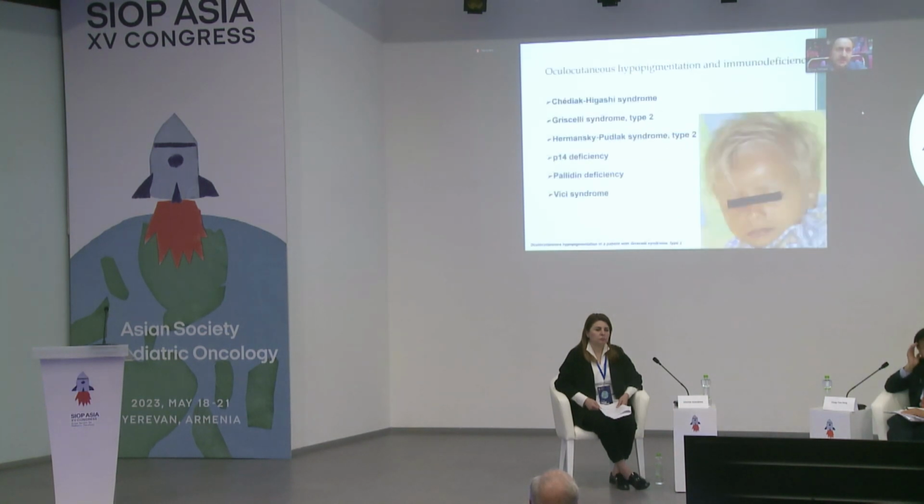You have also heard about cyclic neutropenia, which could last about 3 to 6 days, and there is a cyclic variation in 3 weeks, and it's usually associated with ELANE or ELA2 mutation. As I mentioned, some patients with neutropenia are also associated with oculocutaneous hyperpigmentation. I can name Chediak-Higashi syndrome, Griscelli syndrome type 2, Hermansky-Pudlak syndrome type 2, P14 deficiency, and others.